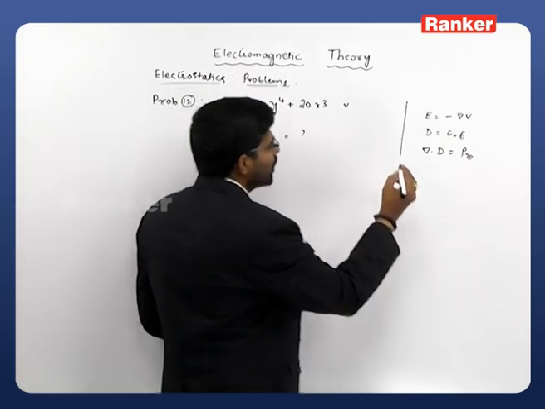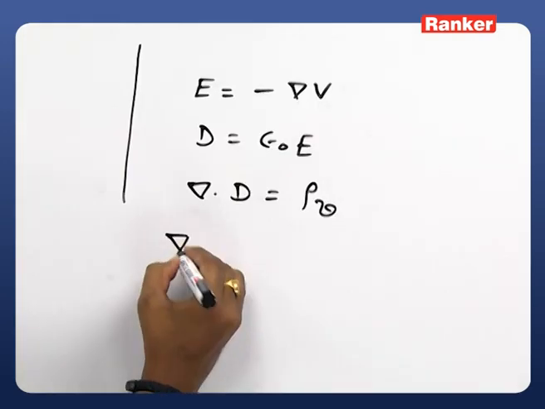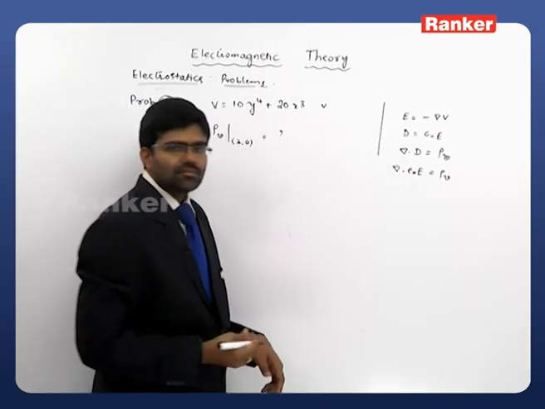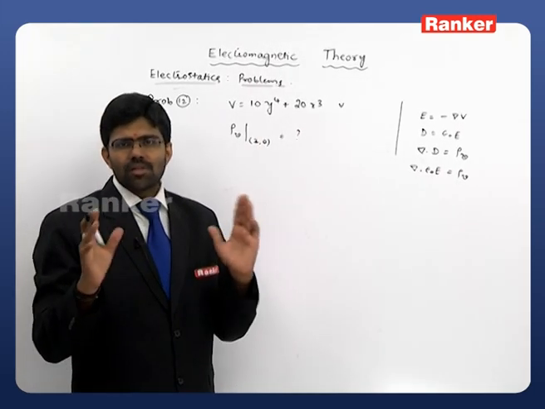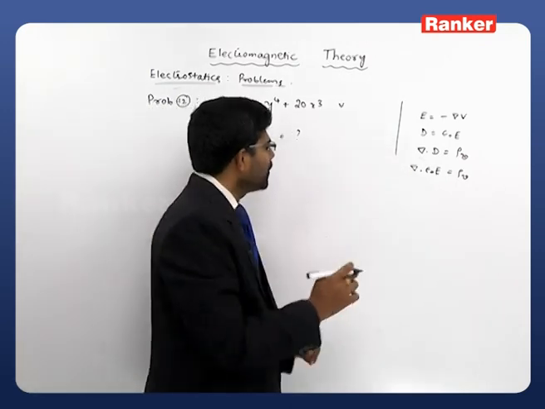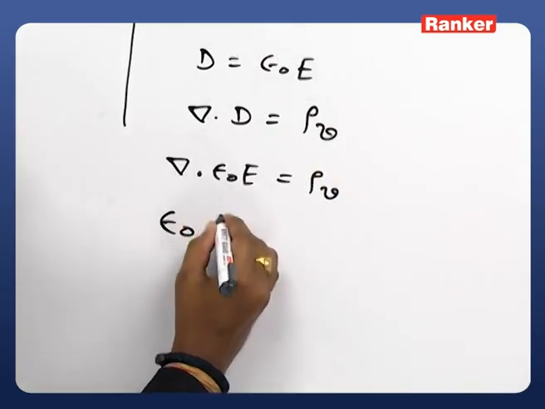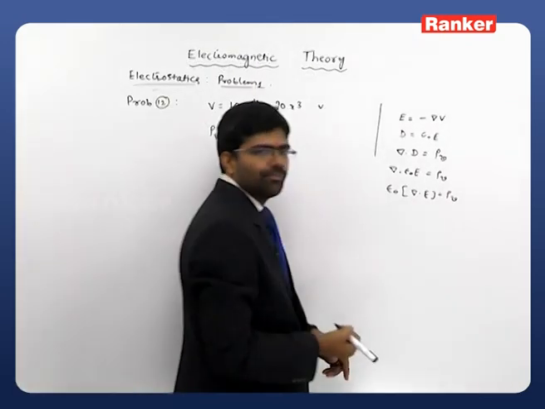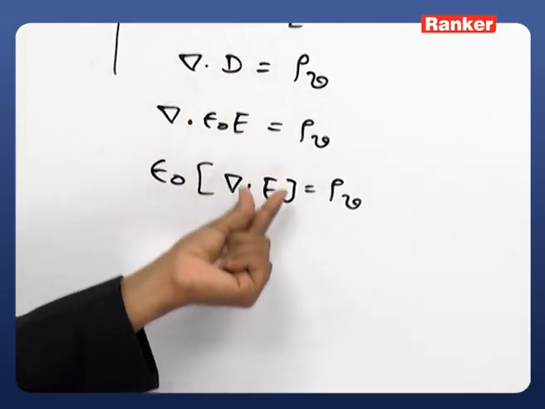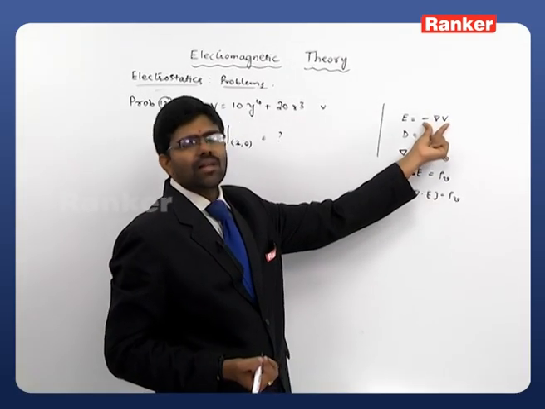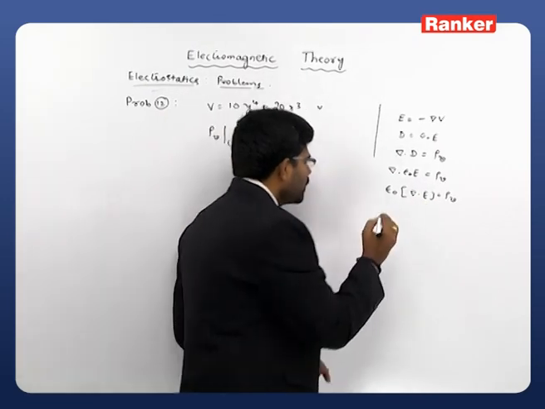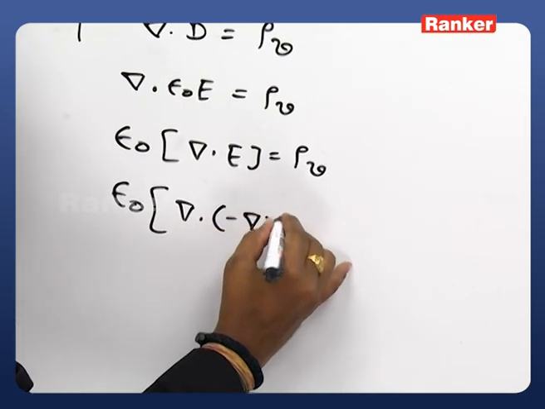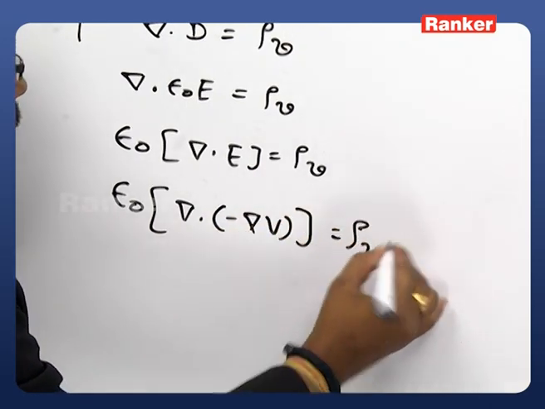If we substitute in that particular equation, then instead of D I can write del dot epsilon naught E is equal to rho V. Since epsilon naught is taken for free space, bring it out from the del operator, that is epsilon naught del dot E is equal to rho V. Now instead of this E, I can write minus gradient of V. Substitute minus gradient of V here, that is del dot minus gradient of V is equal to rho V.